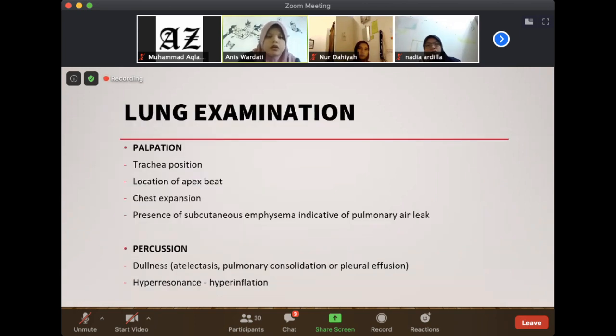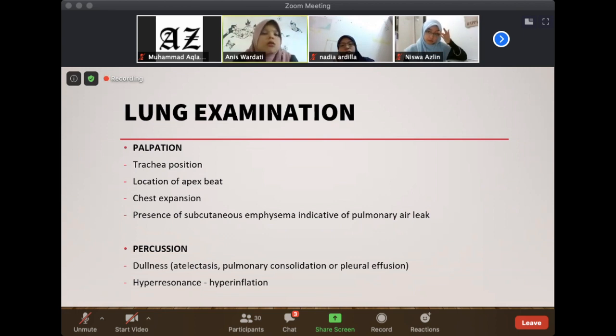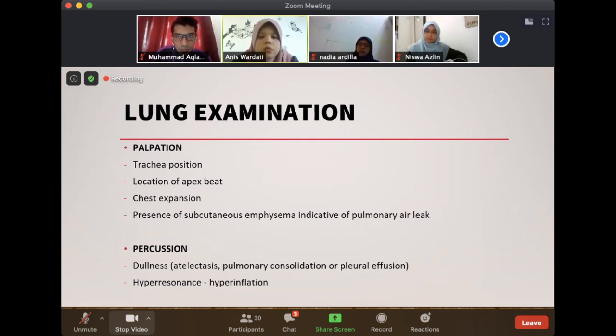So that's for inspection. For palpation, if there is any tracheal deviation or displaced apex beat, it can indicate that there is a mediastinal shift, for example in tension pneumothorax. Or you can also palpate for subcutaneous emphysema. So for percussion, dullness indicates consolidation or atelectasis, or probably there is pleural effusion. Usually pleural effusion will present with stony dullness. And if there is hyper-resonance, that could be pneumothorax.